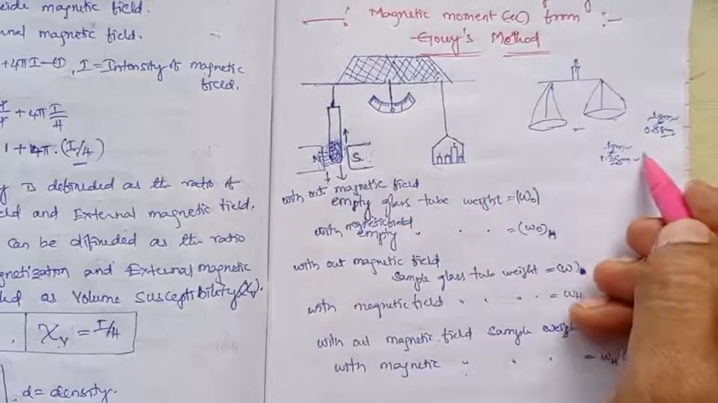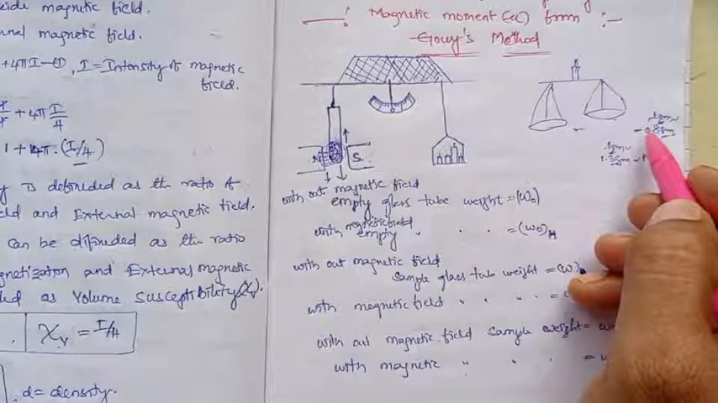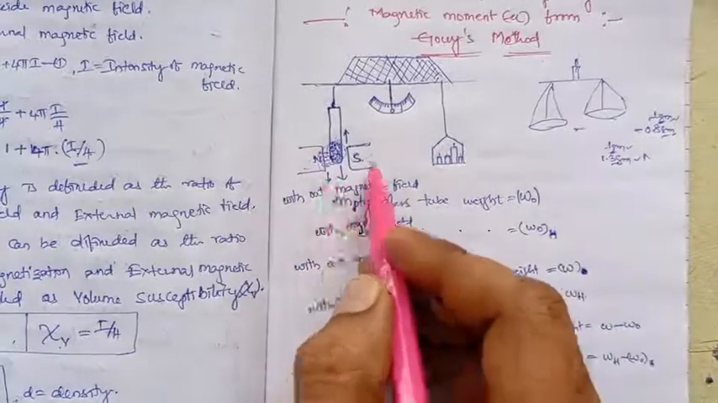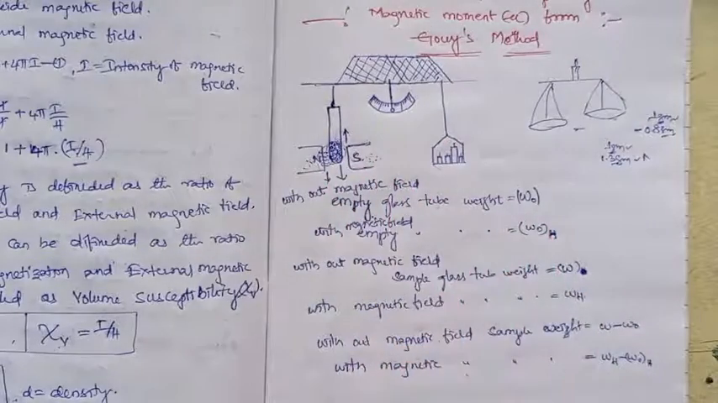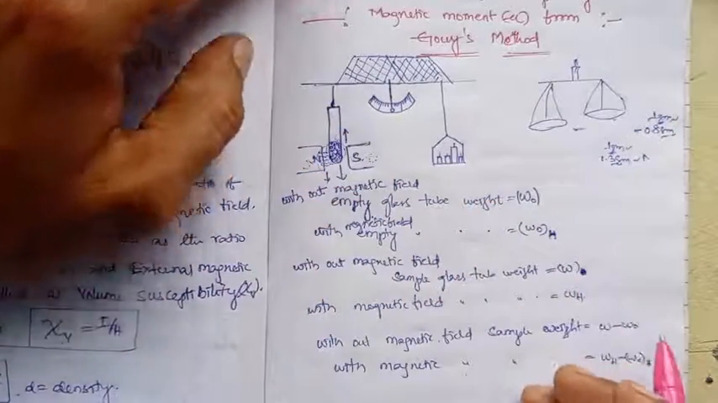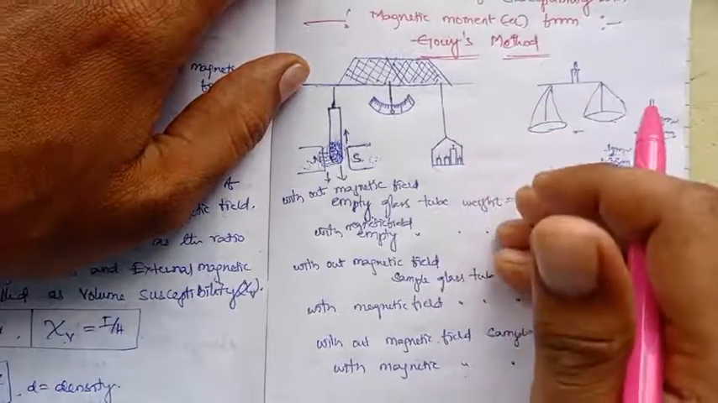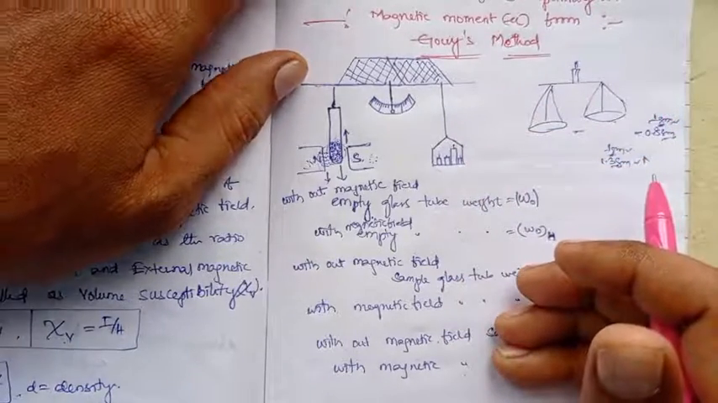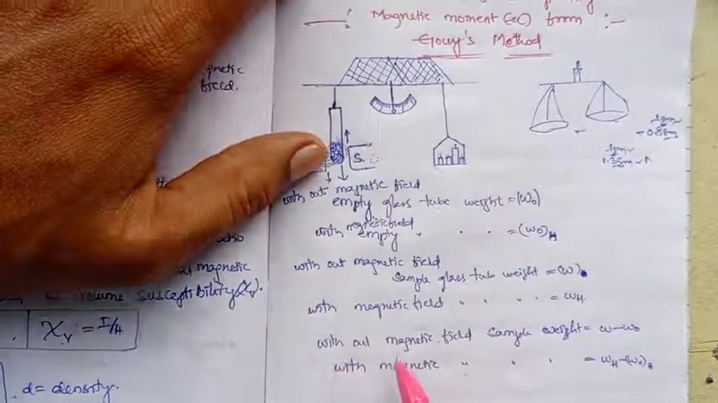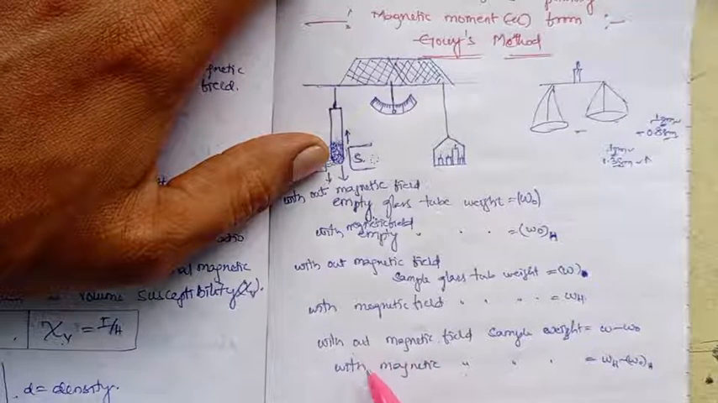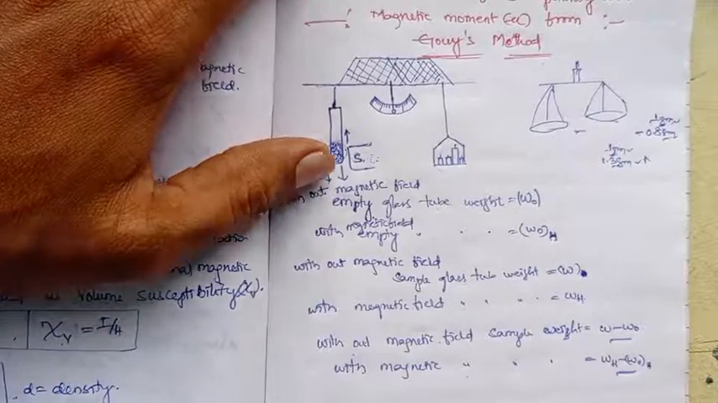When there is a paramagnetic substance, the weight will gain. When it is a diamagnetic substance, it will lose some weight due to the force of the external magnetic field. So we calculate by taking the empty glass tube weight with field and without field, and the same in the case of the sample glass tube, weight with field and without field, where we will observe some change in the weight of the sample.